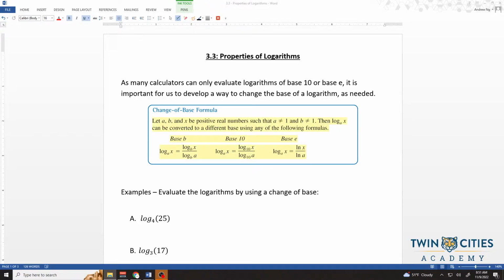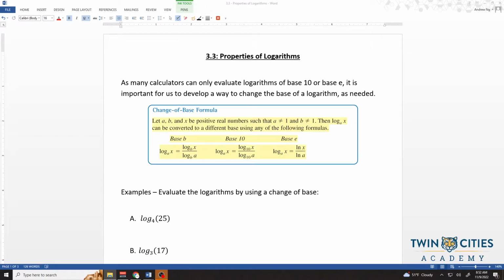Today we're going to explore some more properties of logarithms. You may recall that our calculators can only evaluate logarithms of base 10 or base e, or in other words, the common logarithm or the natural logarithm. So it's important for us to come up with a way that can evaluate something of any other base.